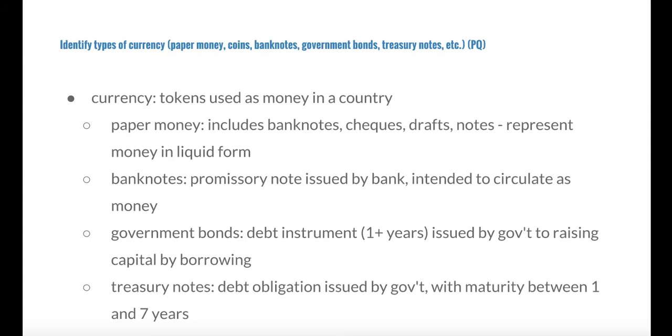Identify types of currency. So, currency is used in cash sales, which are transactions in which the customer pays with cash or check. And a check is a written document that authorizes the transfer of money to be drawn from a bank account to a person or business.